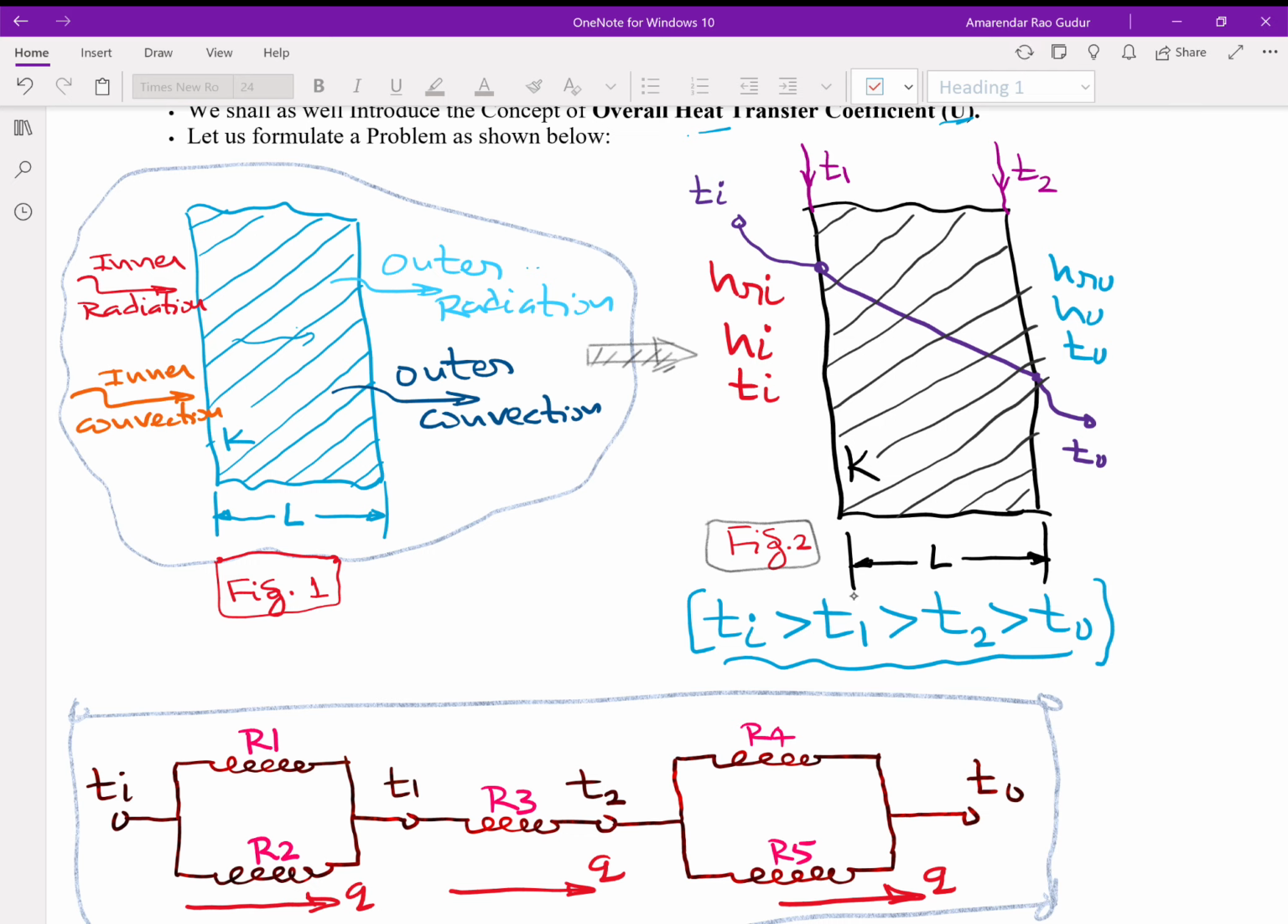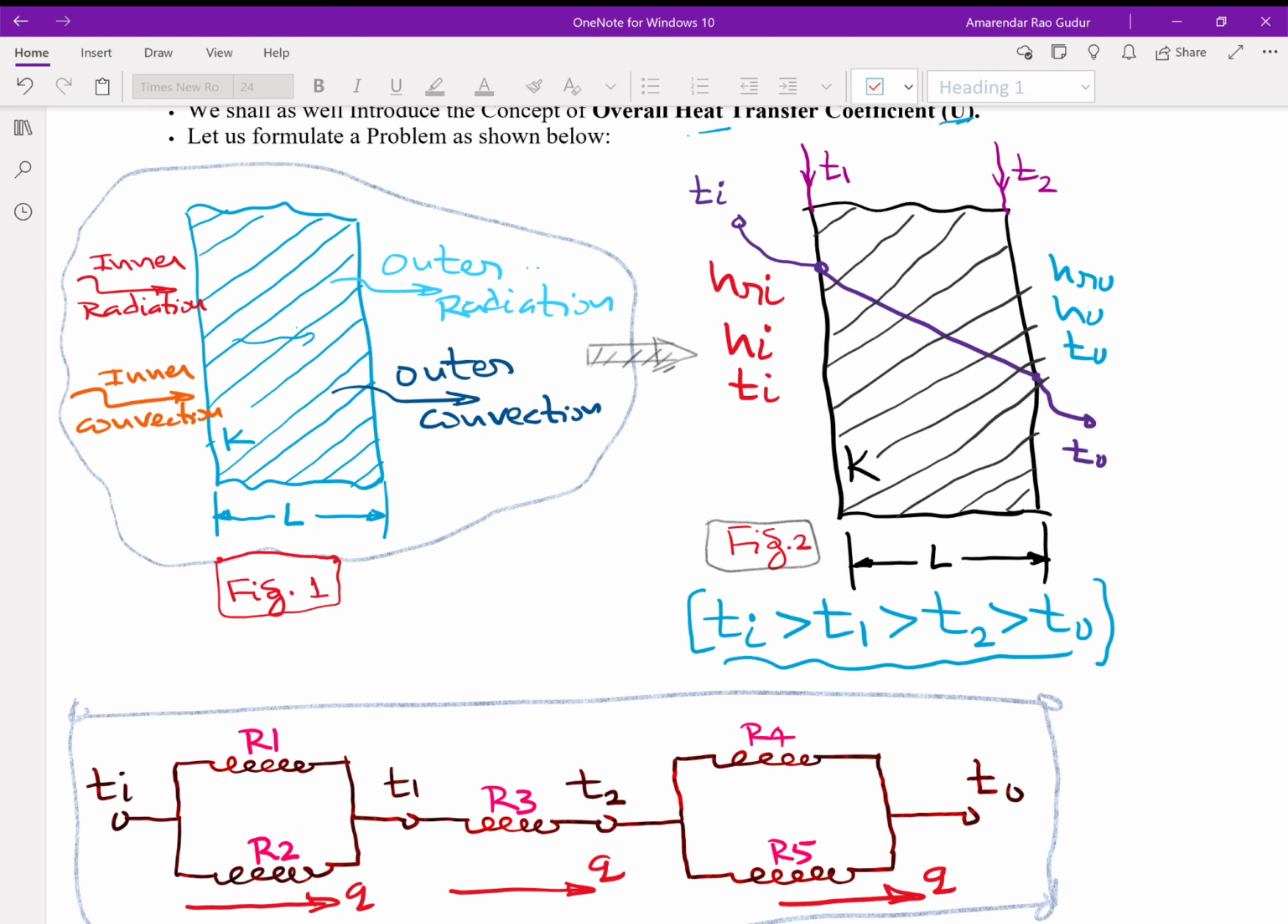Mathematically, the situation will be given like this. Inside we have a fluid at HRI, HI, Ti, indicating inner radiation, inner convection, and inside fluid temperature. Outside we have HR0, H0, T0, so outside radiation, outside convection, and outside fluid. And we claim that Ti is highest, followed by T1, the left side surface temperature, followed by T2, the right side temperature. Then T0 is the right side fluid temperature.